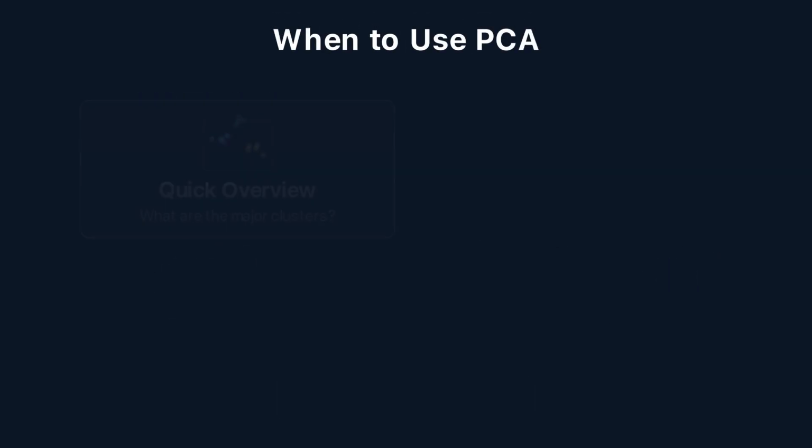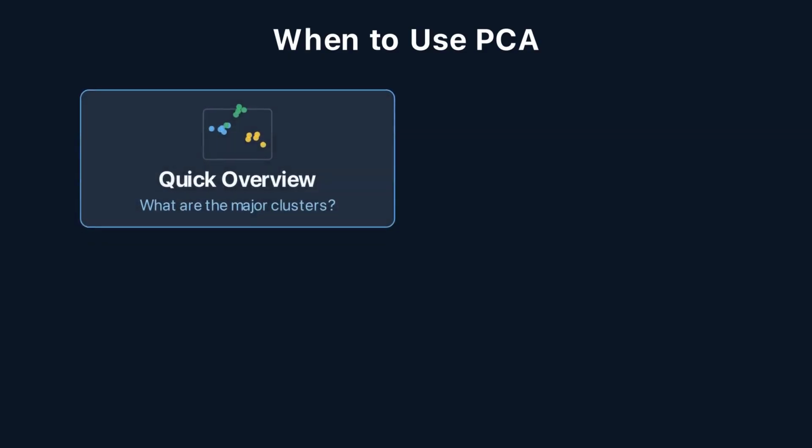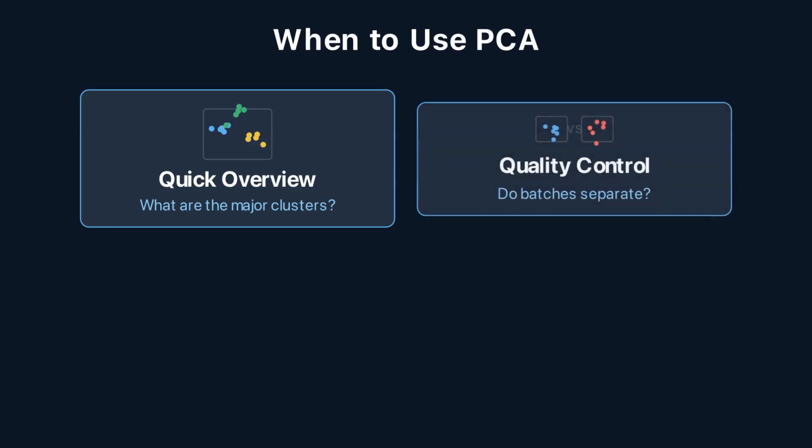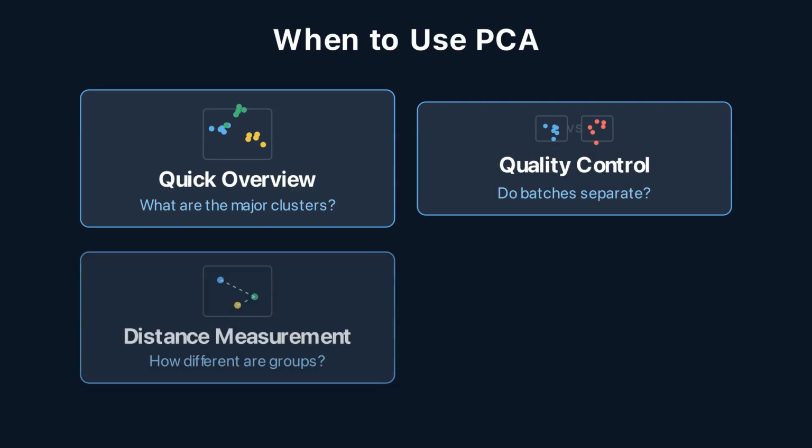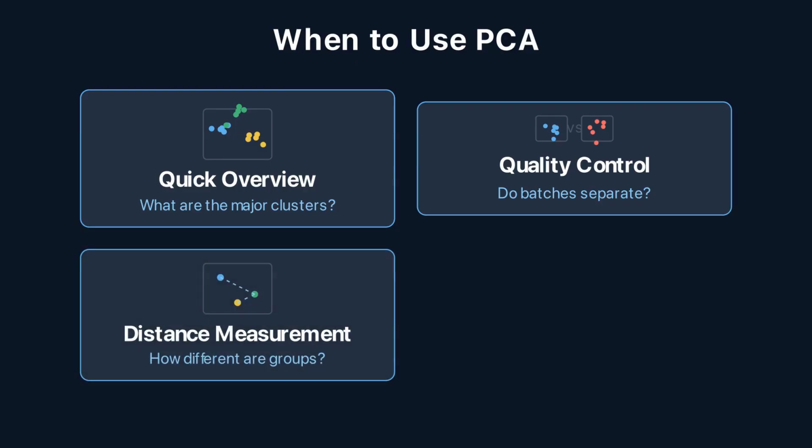When should you use the satellite photo? Quick overview. What are the major clusters in my data? Quality control. Do samples from different batches separate on PCA? That's a batch effect. Distance measurement. How different are treated versus control samples?